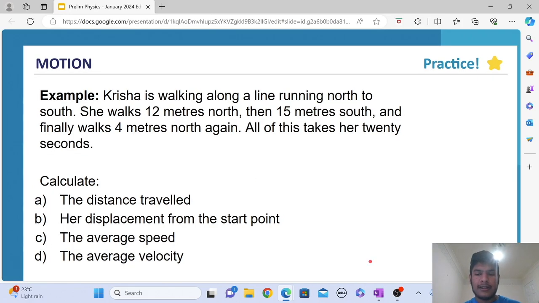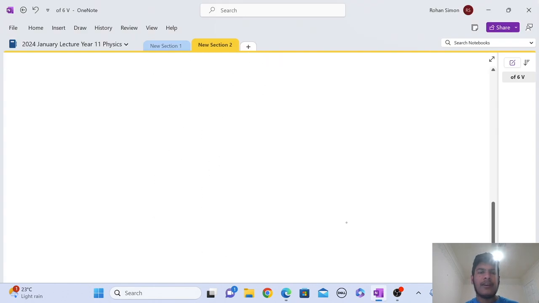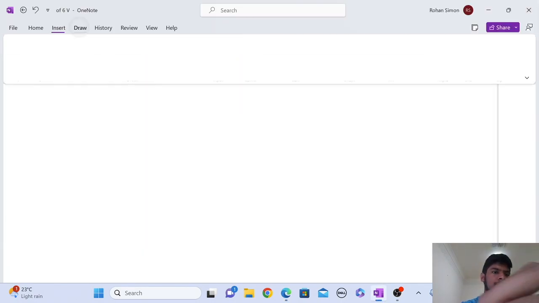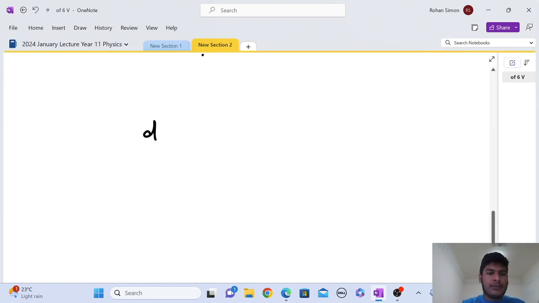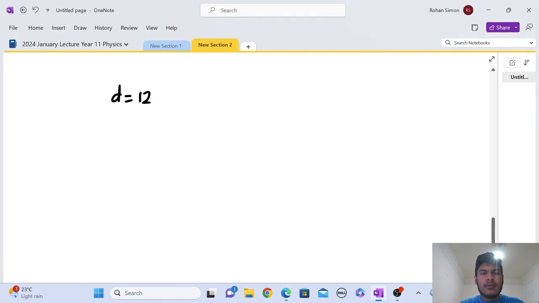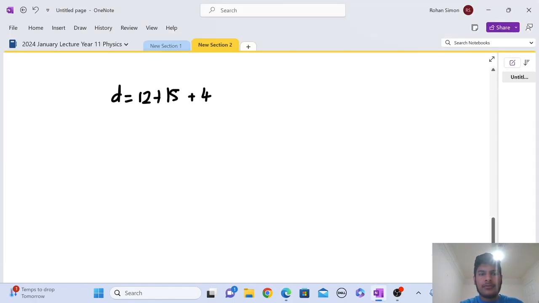So it's a bit like the lap around the field example. We're not actually interested in how far they are from the origin. We're interested in where all they went and how they got there. So the distance that they've traveled, I'm going to use D for that. The distance they've traveled is 12 meters plus another 15 meters plus another 4 meters. So that's 12 plus 4 plus 15, which is 31 meters.